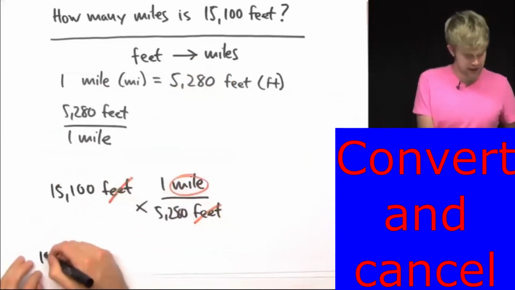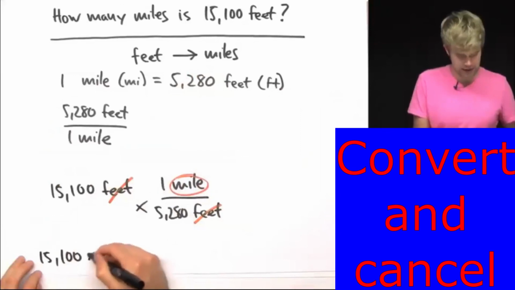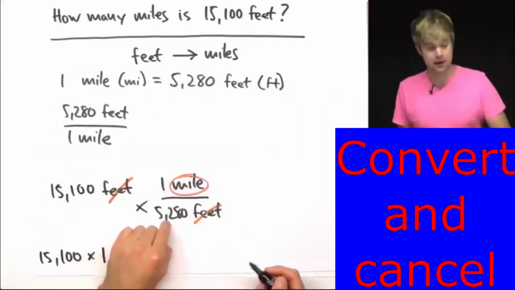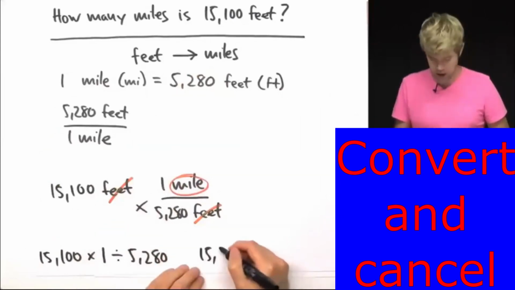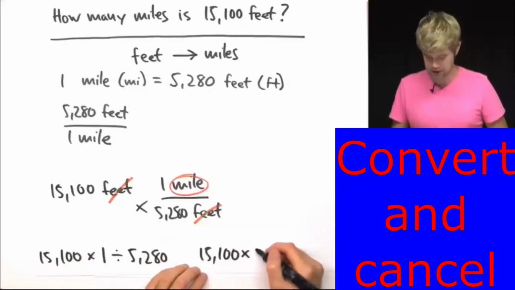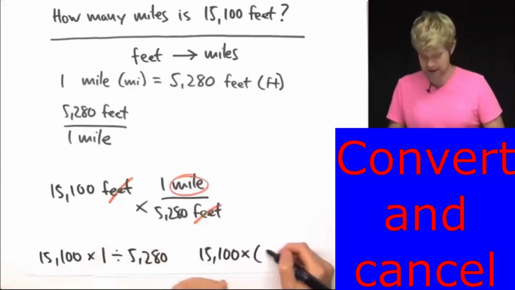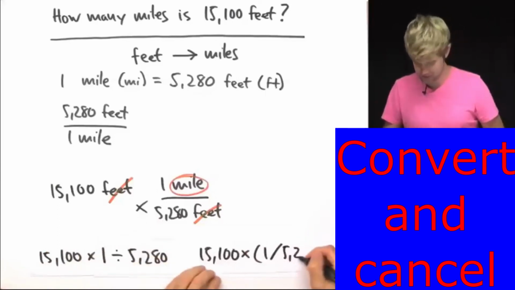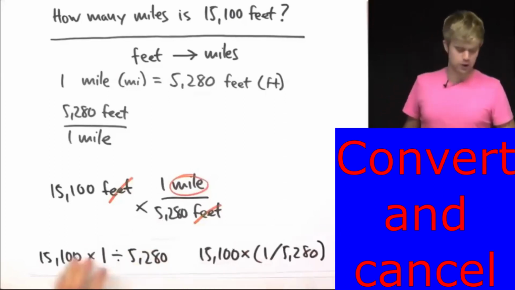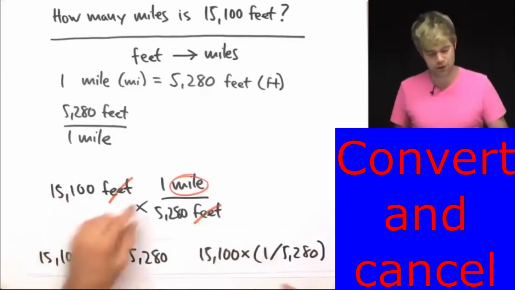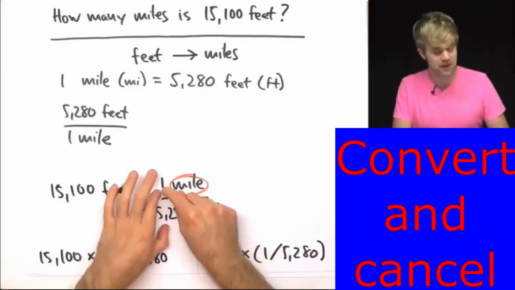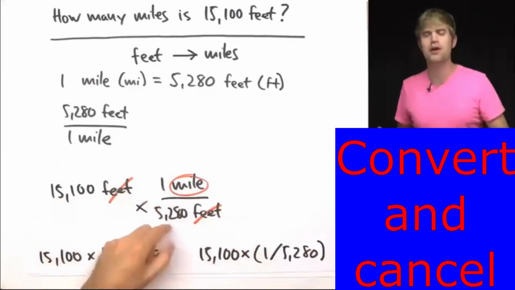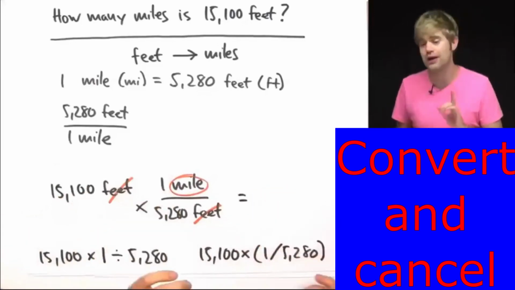Now, how do I do the math? I'll do 15,100 times 1 divided by 5,280 because it's on the bottom of the fraction. Or if you can plug larger expressions into your scientific calculator, you can do 15,100 times, and then in parentheses, you do 1 divided by 5,280. Again, you might wonder why you have to keep doing the 1. You can leave the 1 out if you want. But remember, this isn't always going to be a 1. So it's a good thing to get in the habit of multiplying by whatever is on the top of the fraction and then dividing by whatever is on the bottom of the fraction, even if it's 1 for right now.